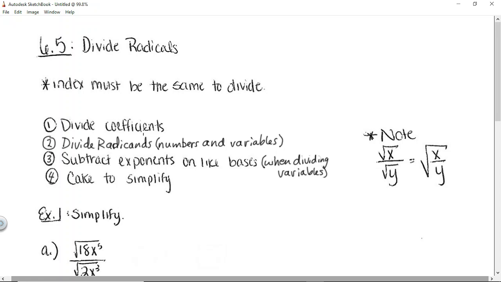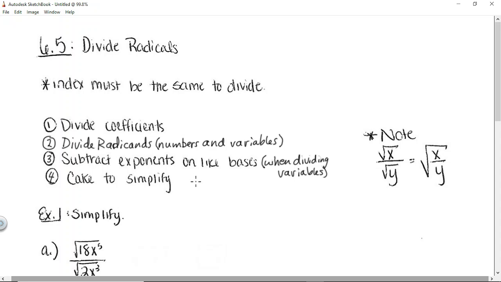Here are the steps. Divide the coefficients and then divide the radicands, any numbers and variables that are in the radical. Subtract exponents on like bases when you're dividing variables. And then cake to simplify. So it's a lot like the steps to multiply. In that case, we multiplied the coefficients and the radicands, and when multiplying, you added the exponents on like bases.